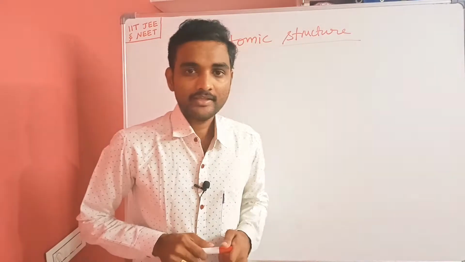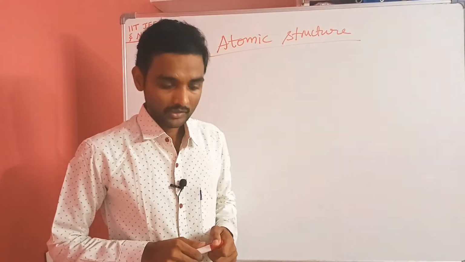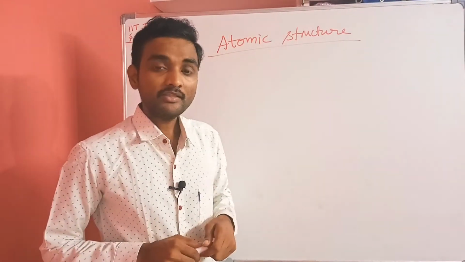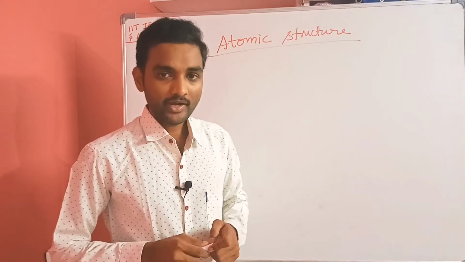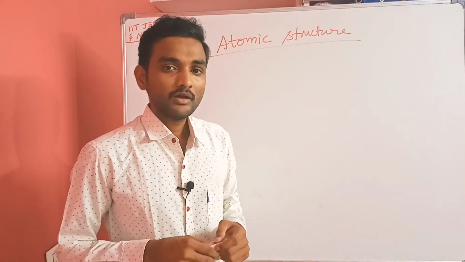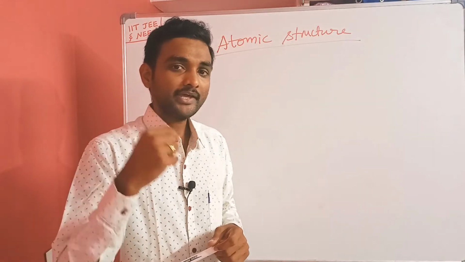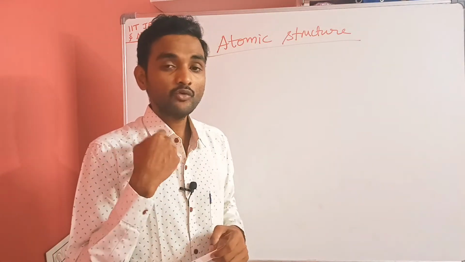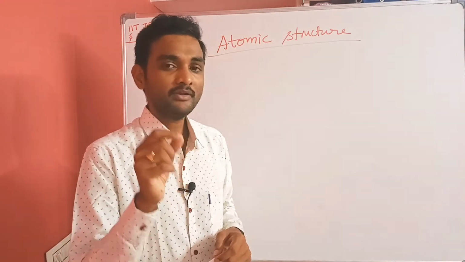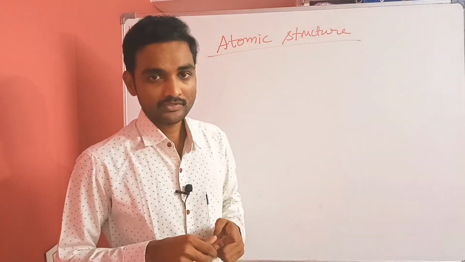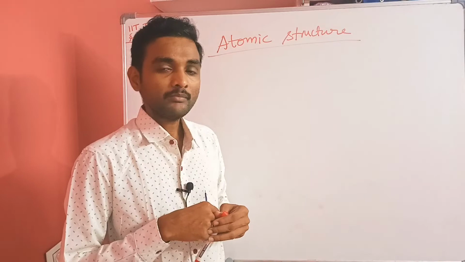Remember, finally Niels Bohr rectified the limitation of Rutherford in this way. What is Rutherford's limitation? Rutherford was unable to explain the stability of the atom. He said that when the electron revolves around the nucleus, after some time it loses its energy continuously and finally crashes into the nucleus. This is the limitation of Rutherford.